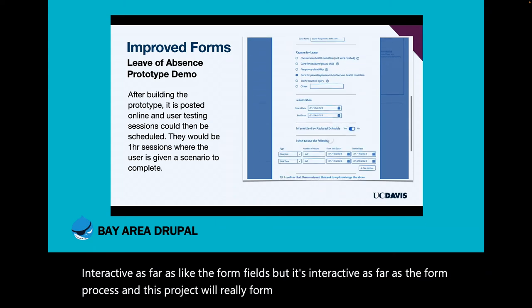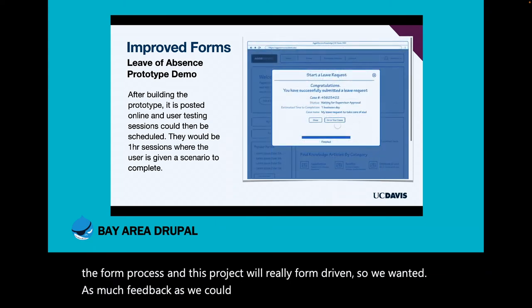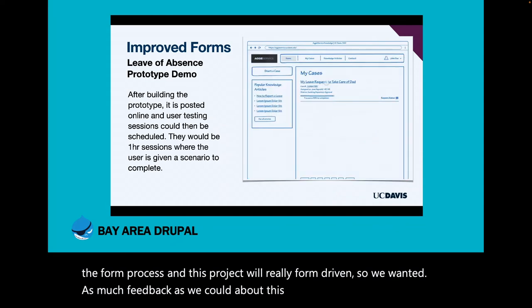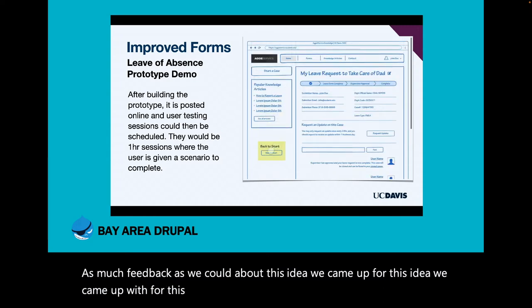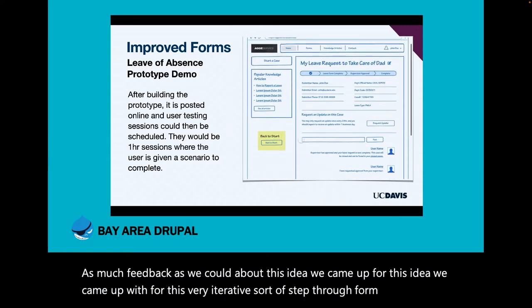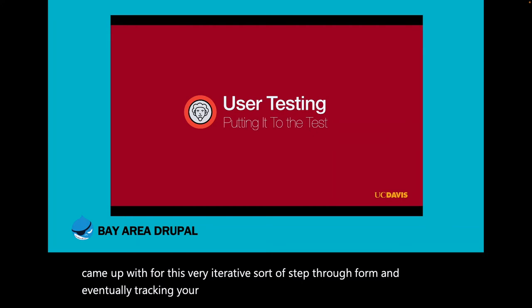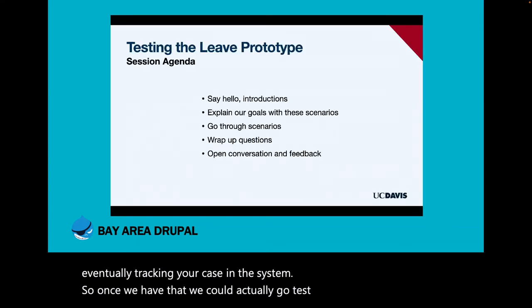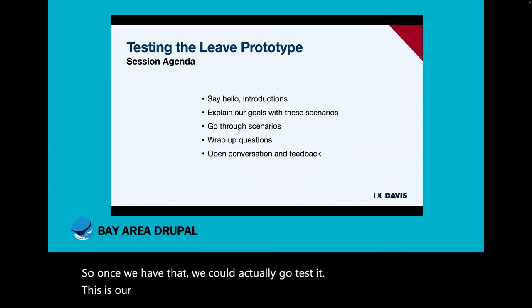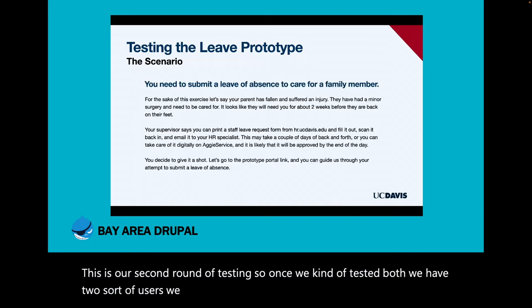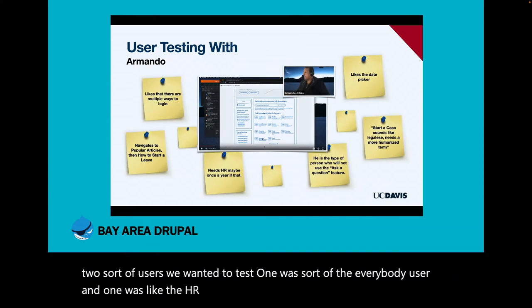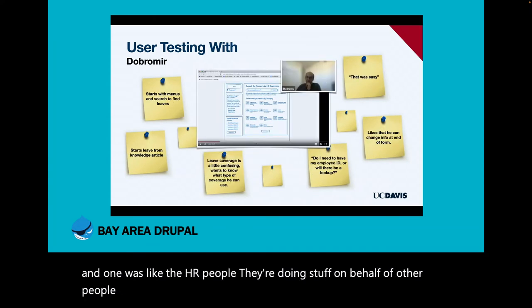So we wanted as much feedback as we could about this idea we came up with, a very iterative step-through form and eventually tracking your case in the system. Once we had that, we could actually go test it. Oh, this is our second round of testing, actually. We have two sorts of users we wanted to test. One was the everybody user, and one was the HR people who are doing stuff on behalf of other people. So we did all this user testing.